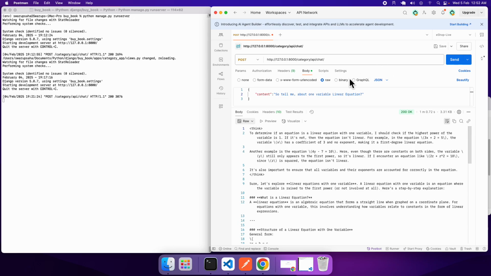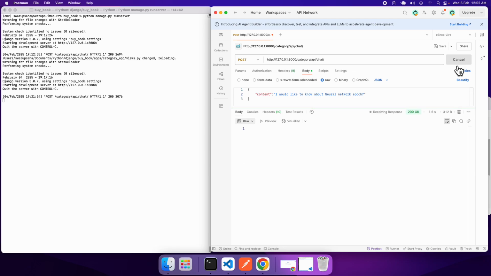So let's go for one more search, it can be any other topic, like about neural network. I would like to know about neural network, to be more specific, neural network epoch, EPOCH. So what is this all about? I want to know this. Okay, and I click on the submit button, and as I do that, see, it is 200.